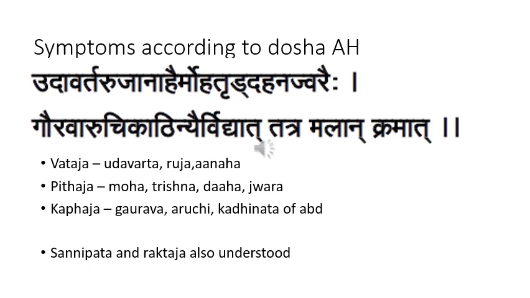Then Paittika is Moha, Trishna, Dahana, Jwara: fainting, fever, thirst and burning, all these are Paittika pleehodara lakshanas. And Kaphaja is Gaurava, Aruchi and Katinata of the abdomen. These are explained by Ashtanga Hridaya, and some other acharyas explained again the Sannipataja and Raktaja classification. It should also be understood due to the involvement of Rakta Dhatu.